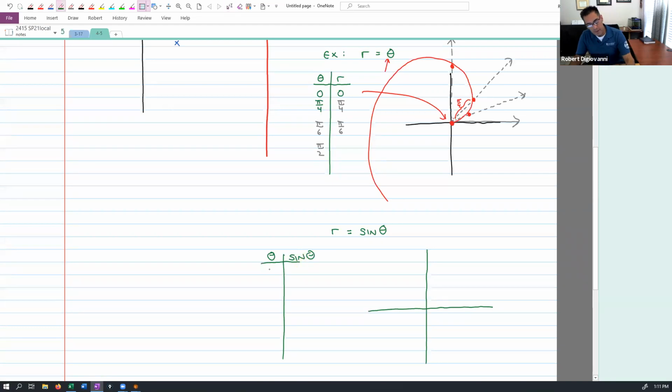Okay, so if I have 0 here, well, sine of 0 is 0, so I will be here. So that's going to be the origin. Now let's just take our time through this. Let's aim out pi over 6 now. So if we do pi over 6, what's sine of pi over 6?